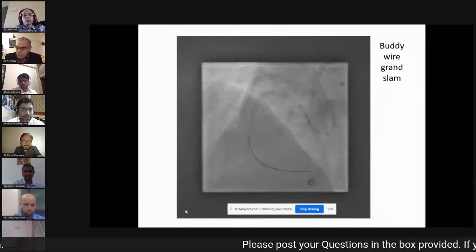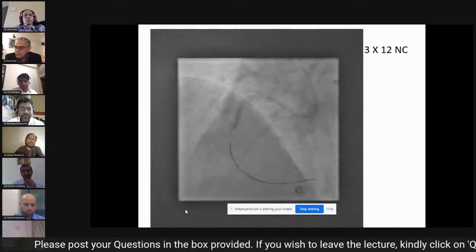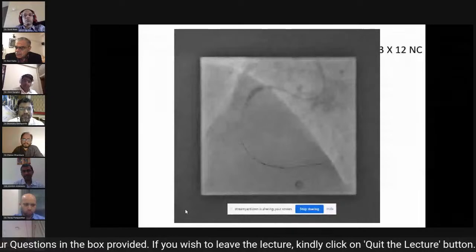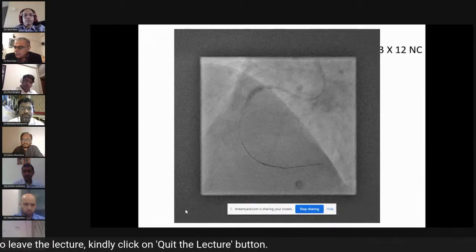But the balloon is fully expanded. There is no waist on the balloon, right? Yes, and then there was no waist as such. So we were happy. We thought that now the OCT must go. And then we also dilated the proximal portion.